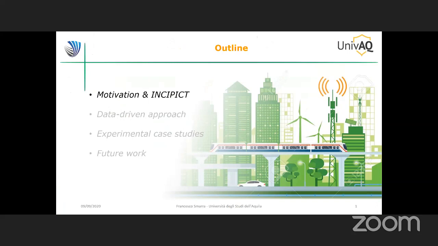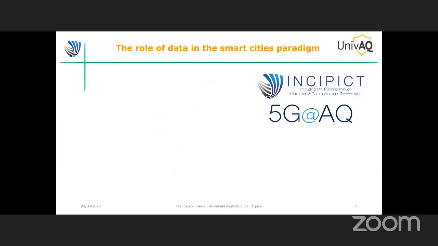I can start by saying that the motivation behind this research is founded within the Incipict project, which was funded 4 years ago with 5 million euros to increase the research effort in the context of smart cities. Those are the cities of the future that will be equipped with thousands of sensors to collect all sorts of data. In particular, the city of L'Aquila has also been selected to be one of the 5 cities in Italy to experiment with 5G technology during the last 3 years. And 5G will be the key technology to collect data from all the systems in a smart city, and will provide the opportunity to have real-time availability of them.